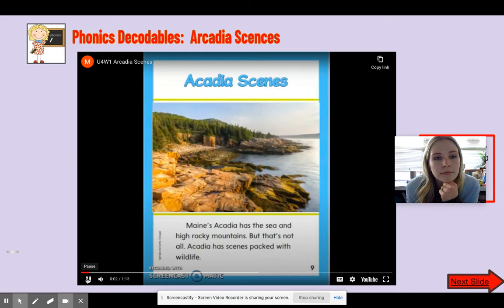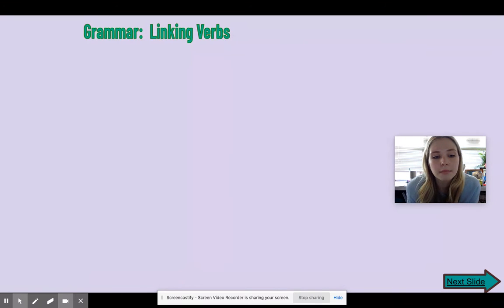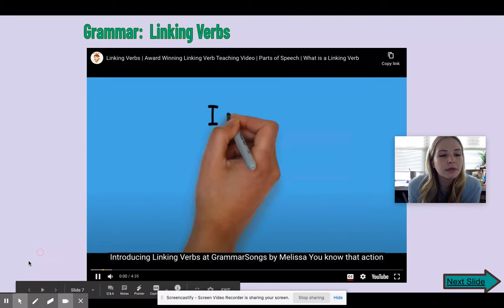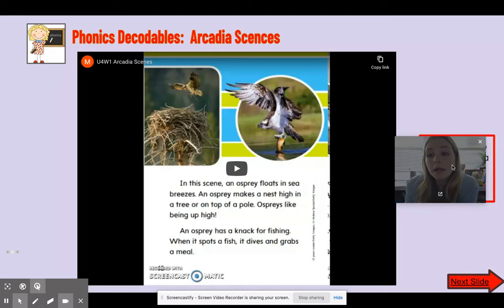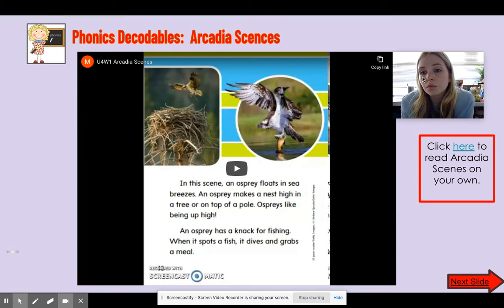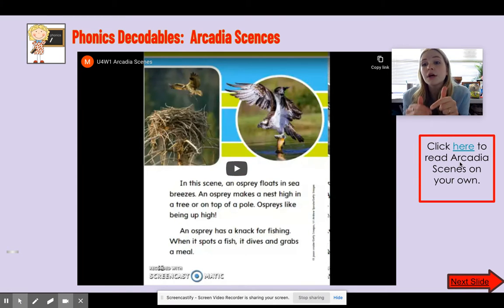Practice reading our silent letter spellings in our decodable Arcadia Scenes. Or you can read it here by yourself. So this is called Arcadia Scenes, and we're going to learn about the different animals that live there and the habitat there. And the nice thing about this is that it has all of the phonics patterns that we've already learned.